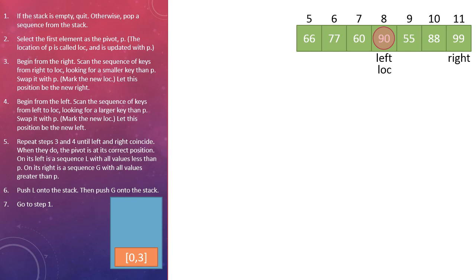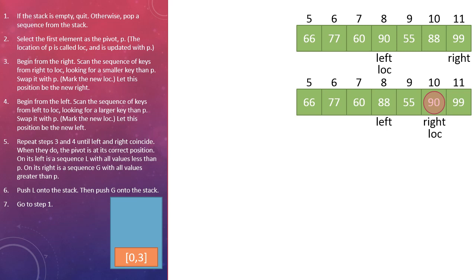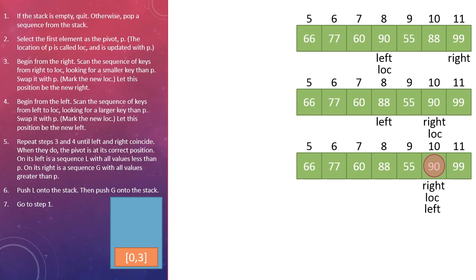Start scanning from the right, looking for a smaller element than 90. 99 is not smaller, but 88 is. So we will swap 90 and 88. This is what happens. Right and lock both are updated. Start scanning from the left, looking for a larger element than 90. 88 is not larger. 55 is not larger. And then what happens is that left and right coincide.